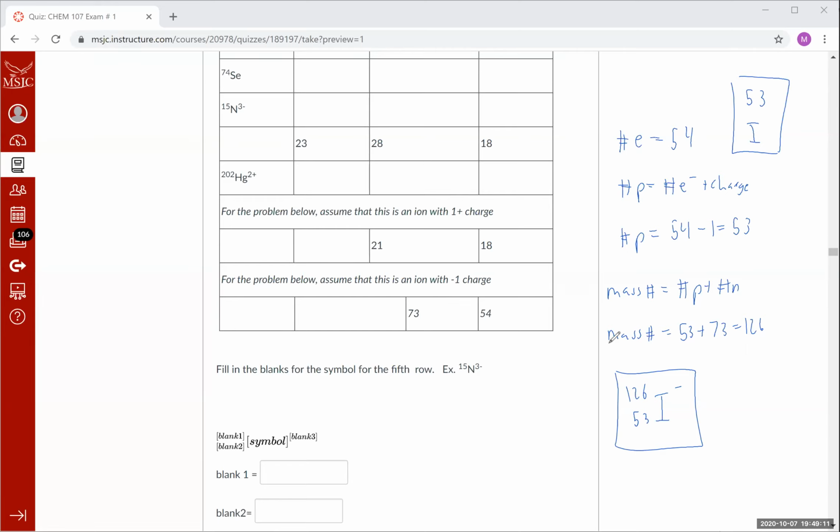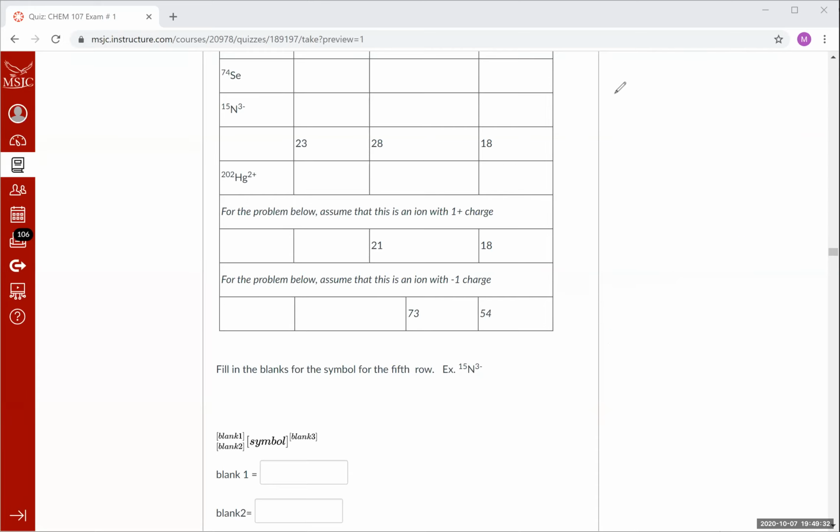Does this example make sense to everyone? Any questions on this example? Okay, so let's keep going with this. We've completed the isotope notation problems.